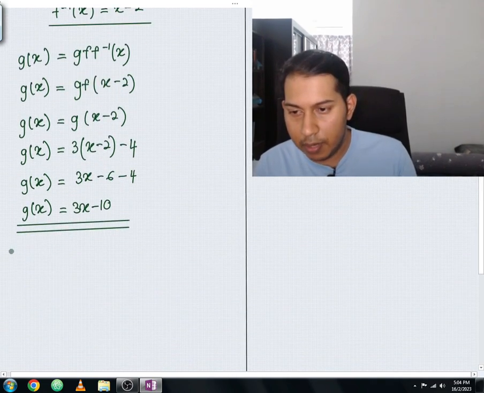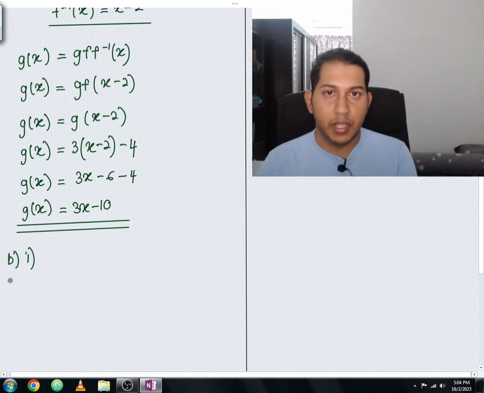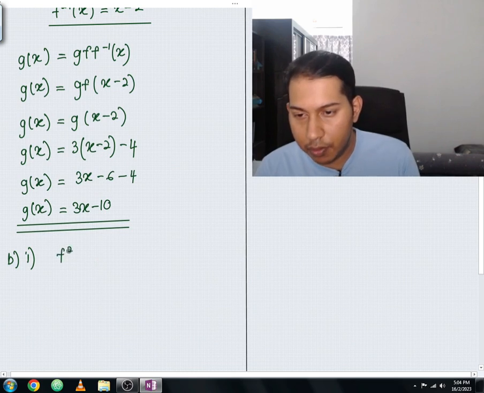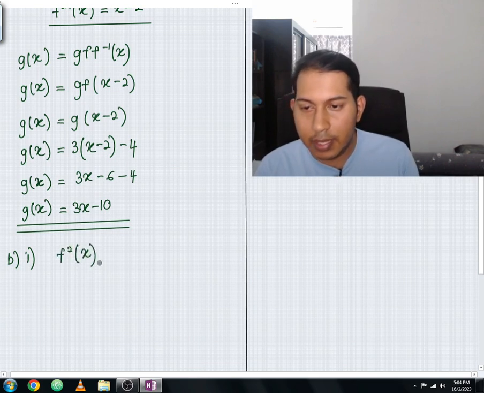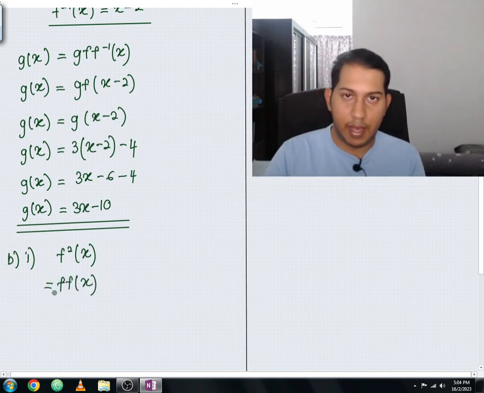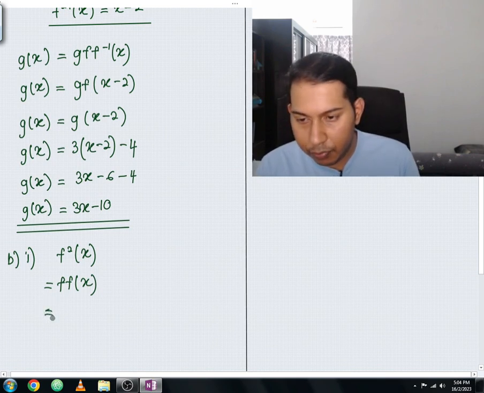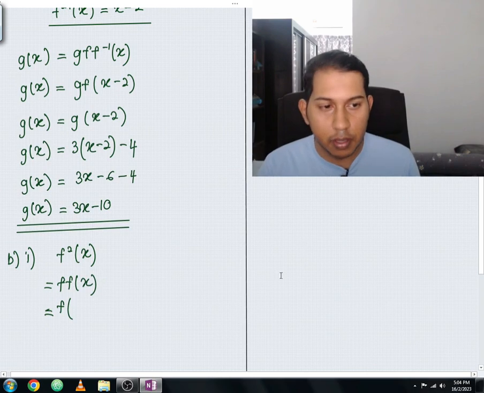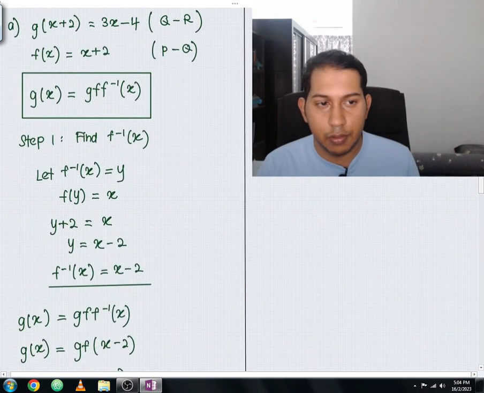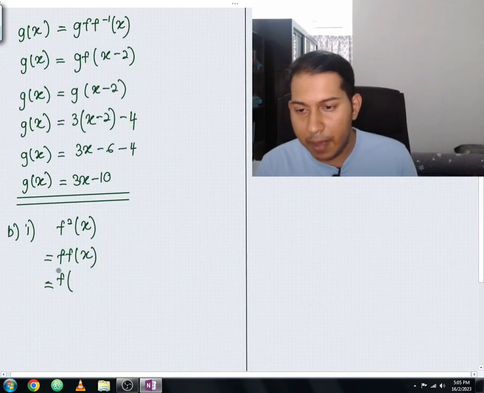For question B part 1 we are required to find the function f squared x. This expression means that the function f is being mapped 2 times. So f(x) is x plus 2, and from here we're going to map x plus 2.